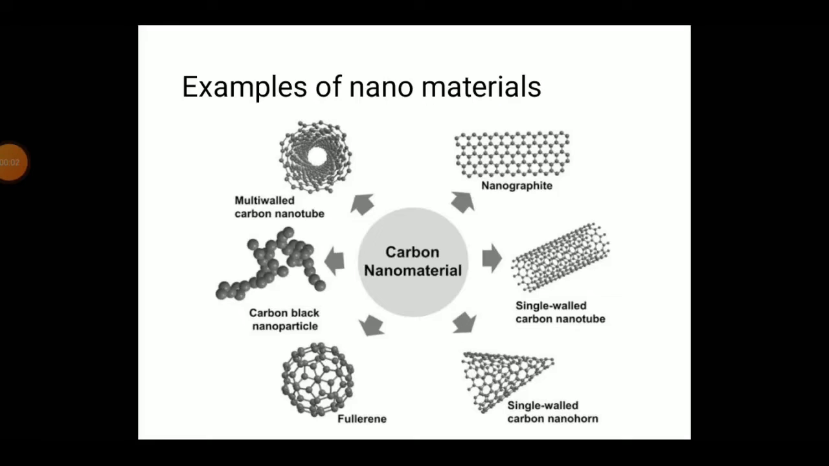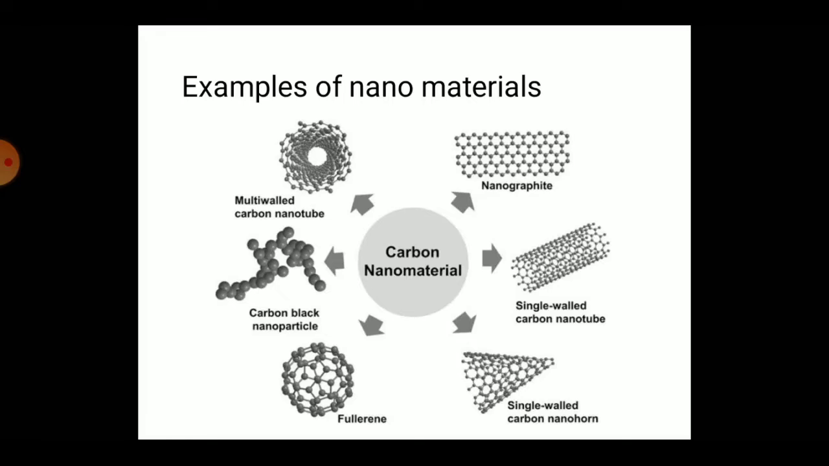So next we'll look into the examples of nanomaterials. So there are three types in them. So nanocrystals and clusters, which is having a diameter of 1 to 10 nanometers. Nanowires, which is having a diameter of 1 to 100 nanometers. Nanotubes, which is having a diameter of 1 to 100 nanometers. So based on their size, they are classified into different types.